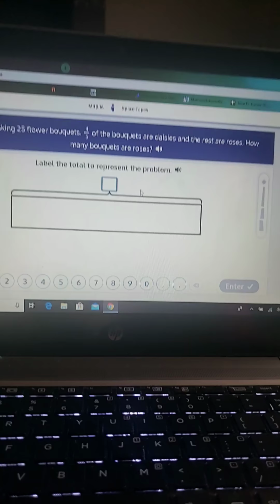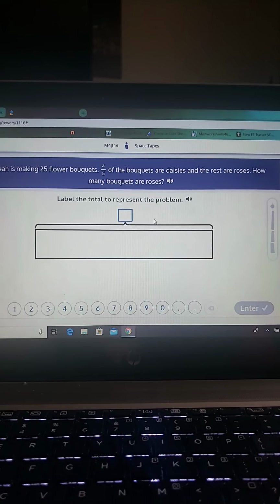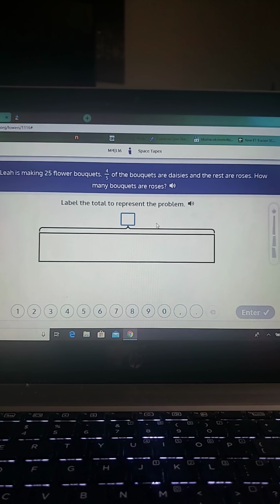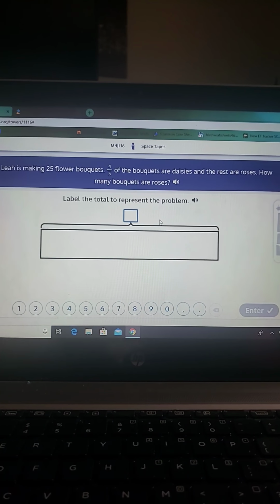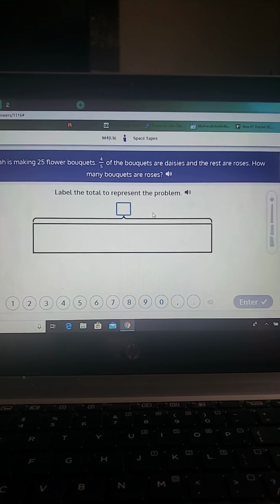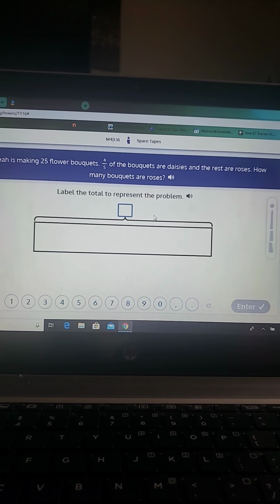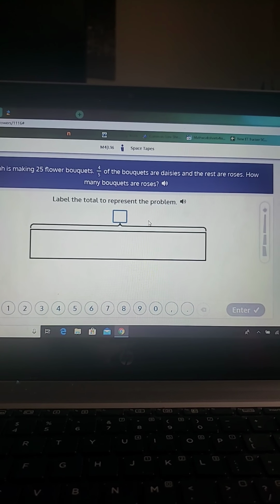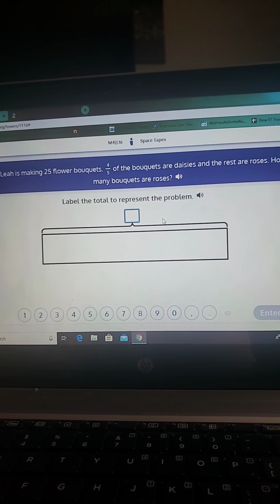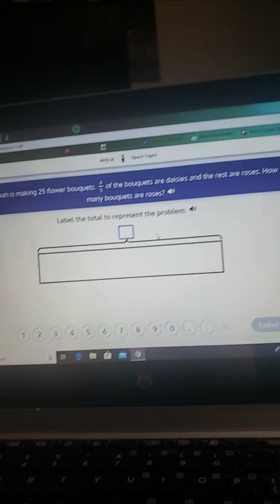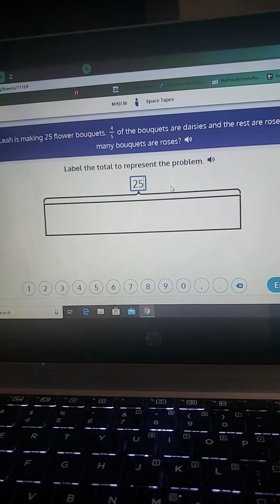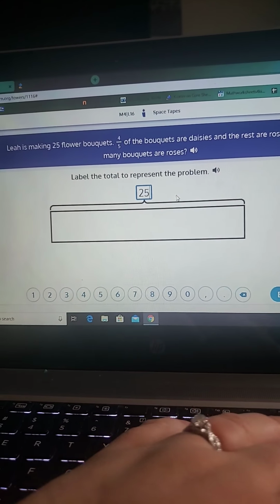So, Leah is making 25 flower bouquets. 4/5 of the bouquets are daisies and the rest are roses. How many bouquets are roses? Whatever your numbers are in this word problem is fine, but you're going to put your whole number in the box on top. So, if yours is 32, 16, whatever it is, mine's 25.